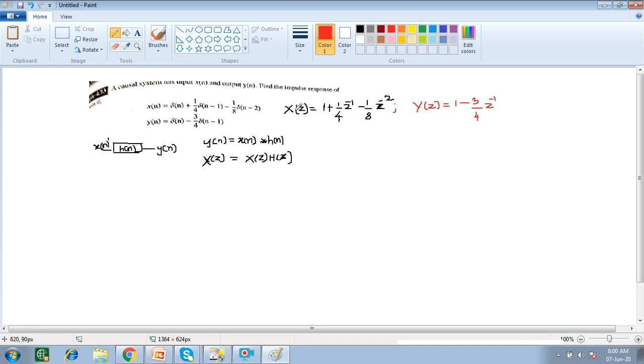Now here we are given x of z and y of z. So y of z is equal to x of z into h of z. So we can write h of z from this. We can write h of z is equal to y of z divided by x of z.